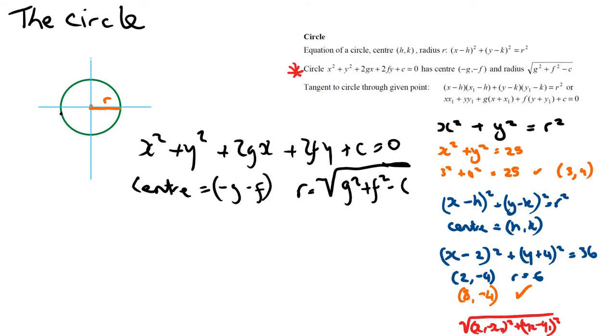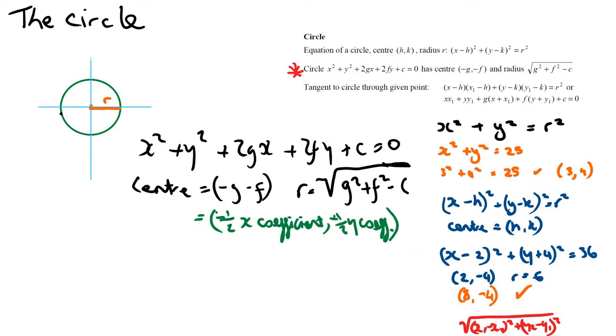So while that looks fairly complicated, we can gather some information from it. If the equation is written out in that way, then the center will be (minus g, minus f), so the center will be minus half of the x coefficient and minus half of the y coefficient.